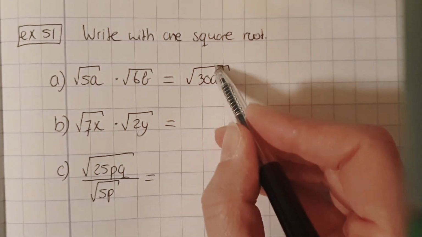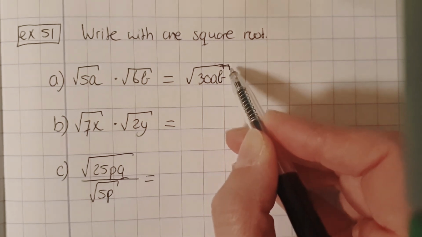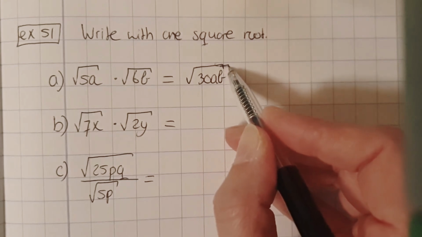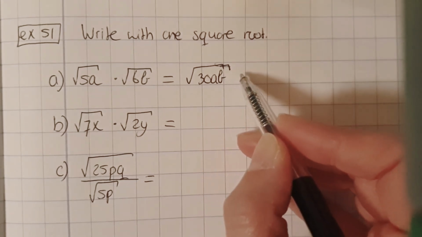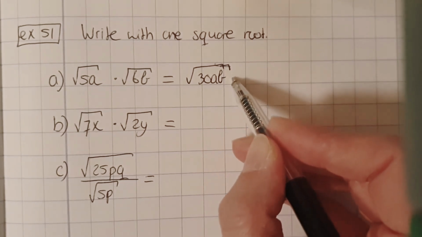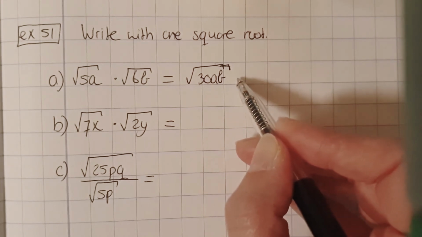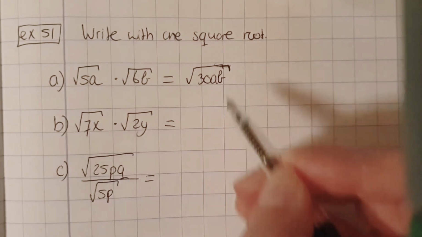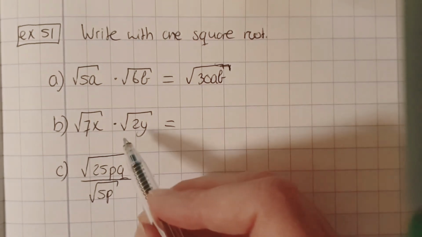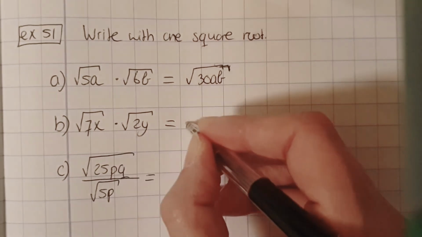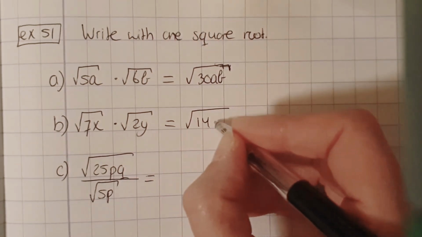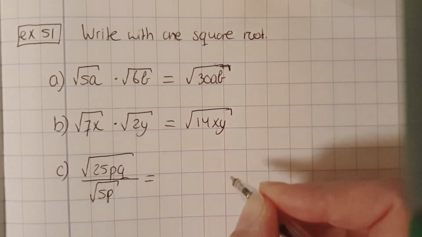I always finish the square root, because then I'm absolutely sure that everything written here is underneath the square root. Sometimes you have a situation that you write down something here which doesn't belong to a square root. So it's important to finish it. Now this one is a little bit the same, so that's 7 times 2 is 14, and x times y is xy, and I finish the square root here.